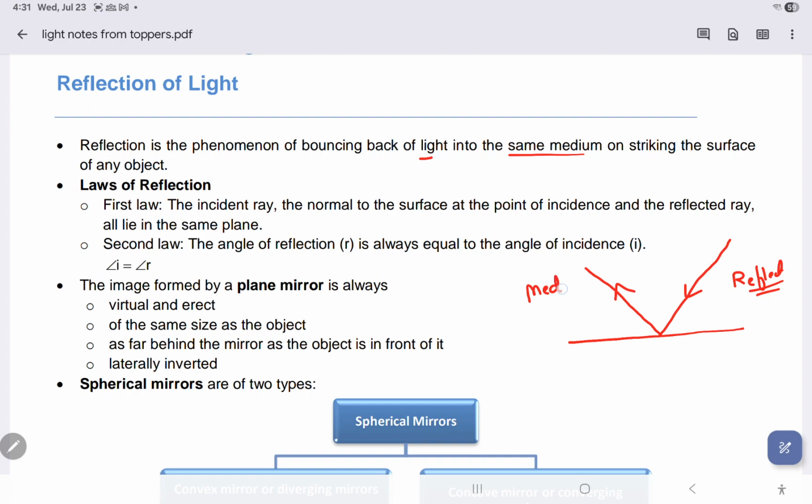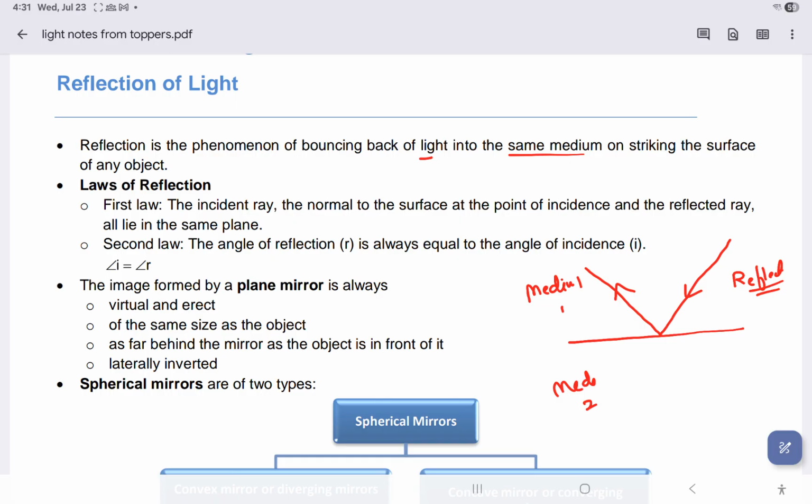So if you assume this is medium 1 and this is medium 2, the phenomenon of bouncing back of light into the same medium on striking the surface of any object is known as reflection. To understand this reflection, we will analyze the laws of reflection.